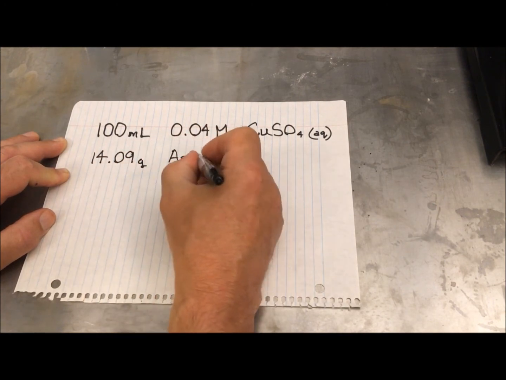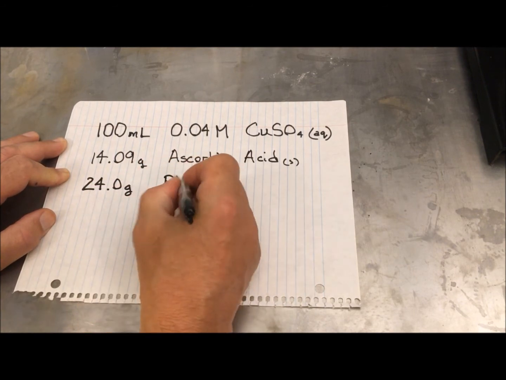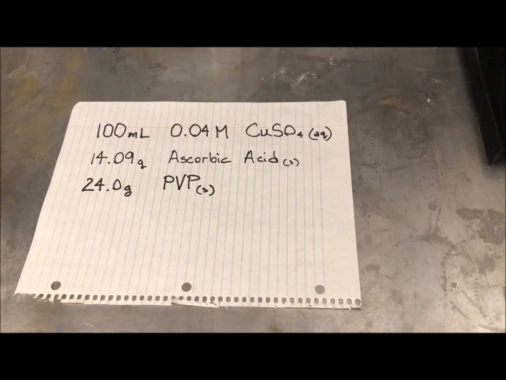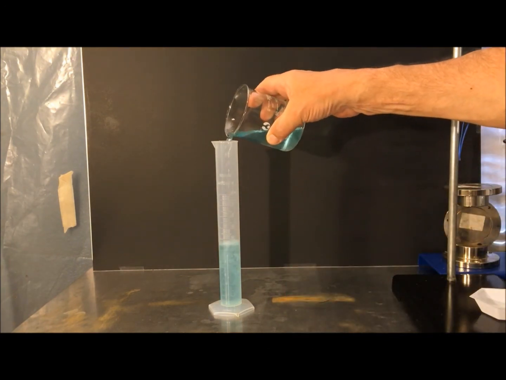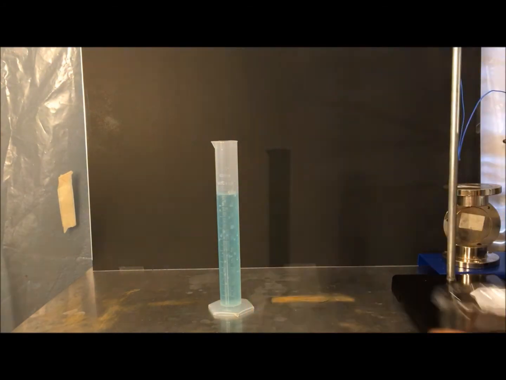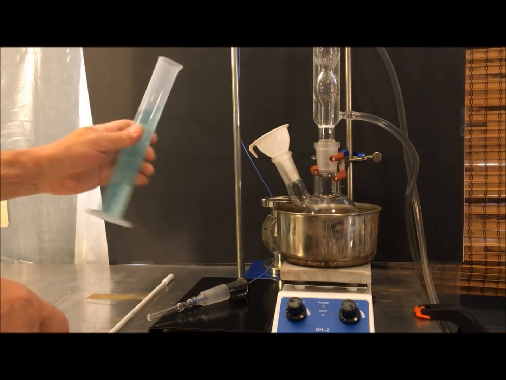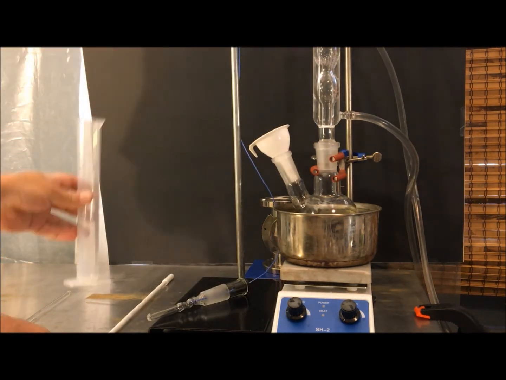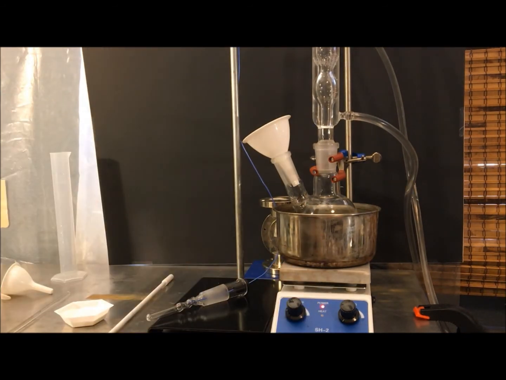So to recap, we're going to use 100 milliliters of the stock copper sulfate solution, 14.09 grams of ascorbic acid, and 24 grams of the povidone. Start by measuring out 100 milliliters of the stock copper sulfate solution, and then add that to the round bottom flask. Next, add the povidone.